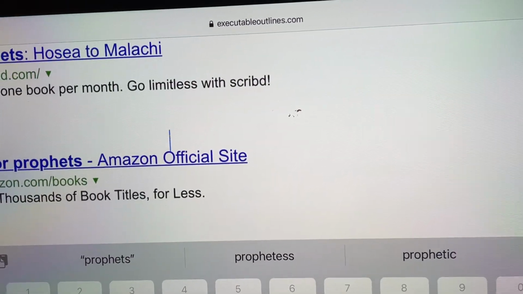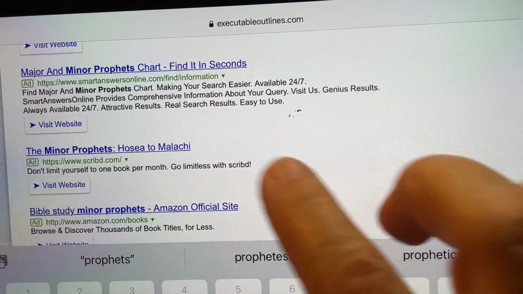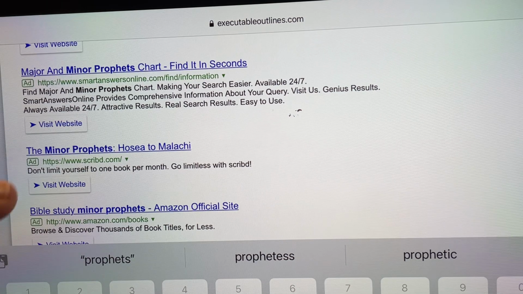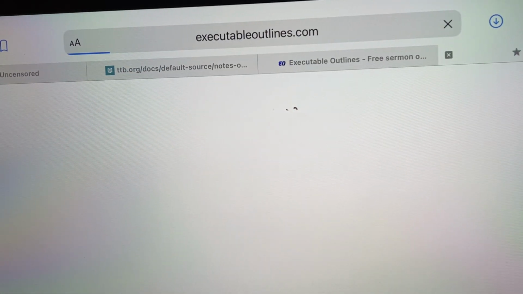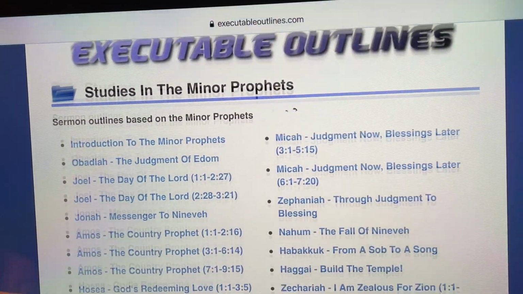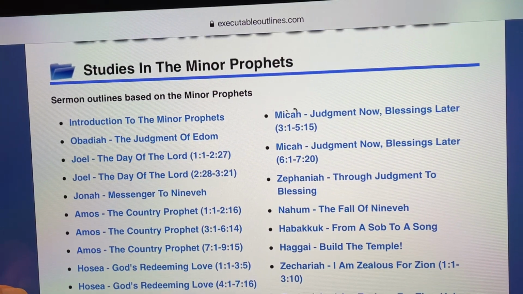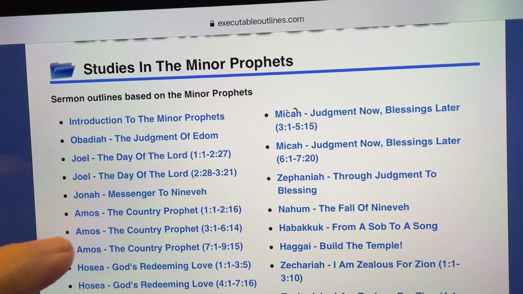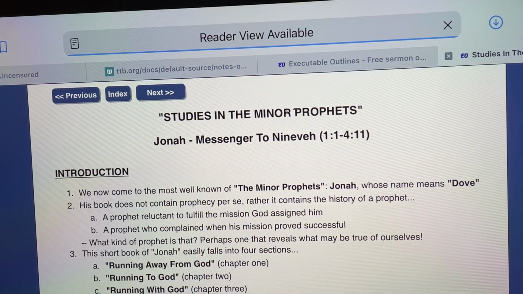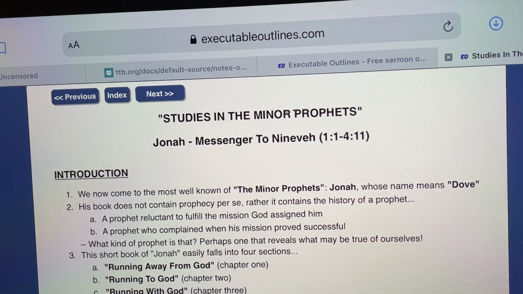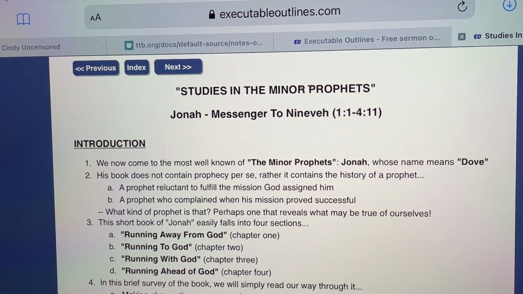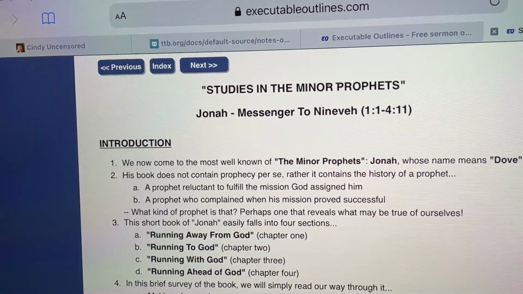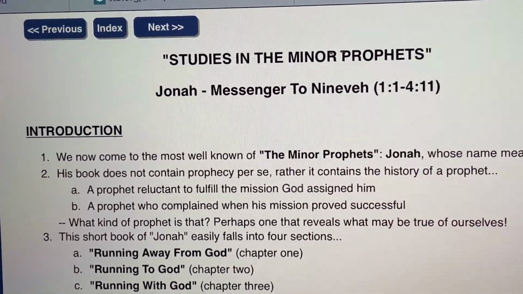Okay. And those are, scroll past the advertisements, the sponsored sites, and then click on the first one here. And then here are all the outlines on the minor prophets. And right there is Jonah. And look what we have here. A very detailed outline on Jonah.